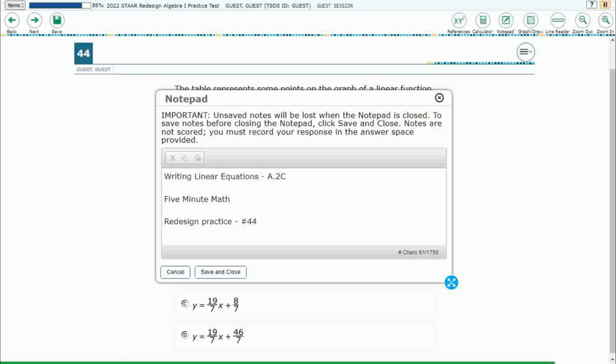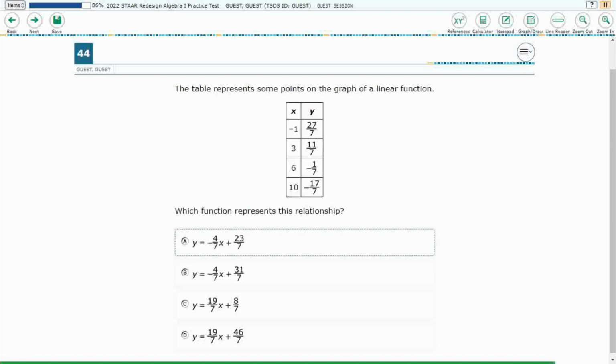Today we are looking at the Algebra 1 concept of writing linear equations. This is standard A.2C in the great state of Texas, and we are using item number 44 off the Redesign Practice Online STAAR test. If you haven't done so already, please go ahead and take a moment to pause the video, work this problem out on your own, unpause it, and we will look at our answers together.